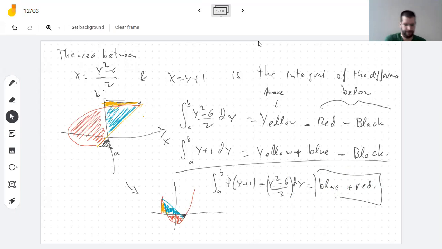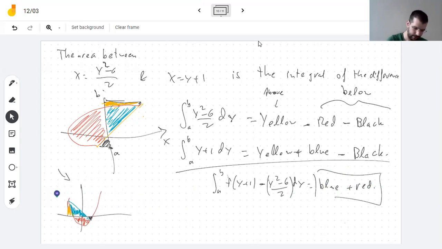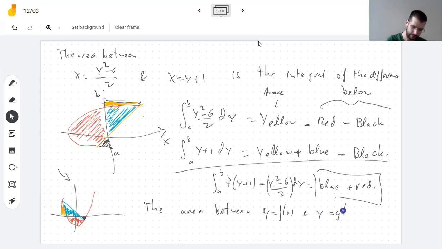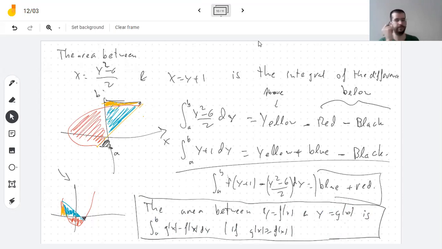Okay, so I should say, the area between y equals f of x and y equals g of x is the integral of one minus the other, if one is on top of the other. That just always works. You don't need to go drawing these pictures every time. Okay. So this is the integral I'm doing.